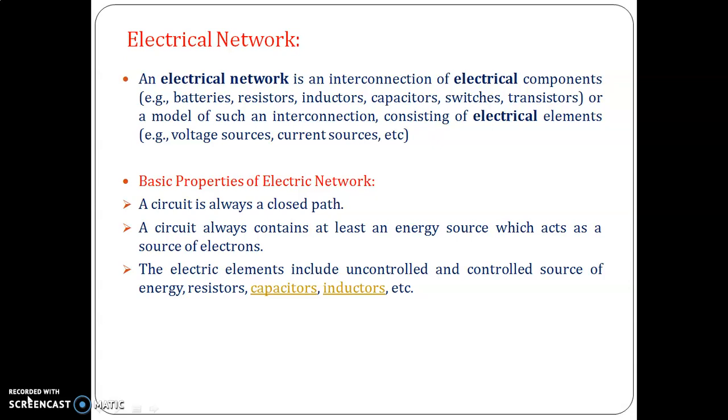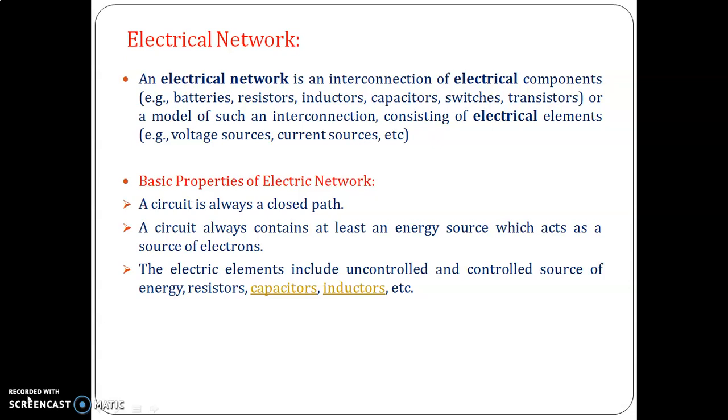The components may be batteries, resistors, inductors, capacitors, switches, transistors, or it can be a voltage source or current source. But let us see the basic properties of an electrical network one by one. Whenever we are using any electrical network or circuit, it should provide a closed path so that the electrons can flow and it will complete the circuit.